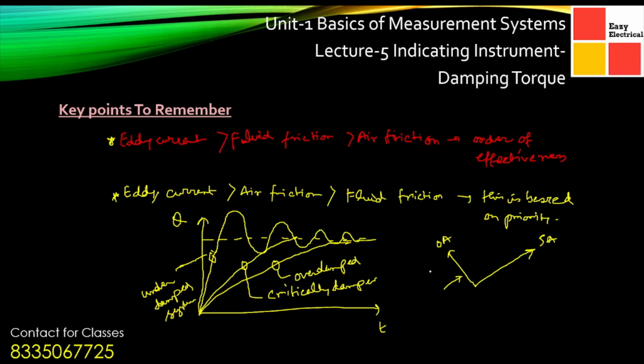Now one more thing: if the pointer moves in this fashion, slightly overshooting and then reaching the value of 5 ampere, first it is here, then it is there, continuously increasing and decreasing, and ultimately settling to show us the 5 ampere value. That means there are continuous oscillations, and after that it reaches 5 ampere. In that case, it is an underdamped system.